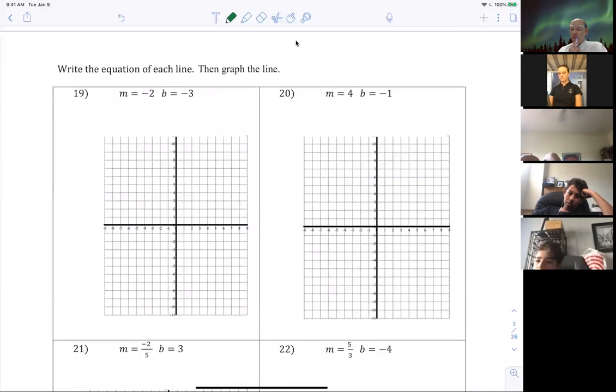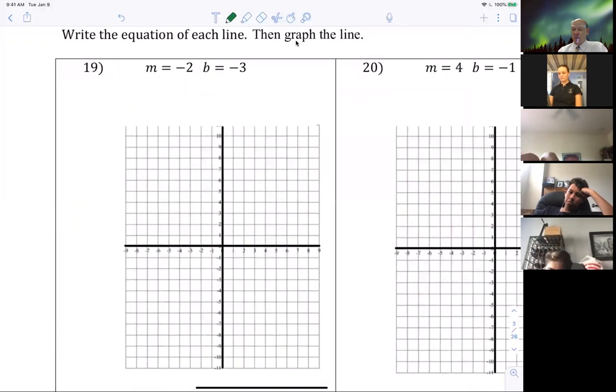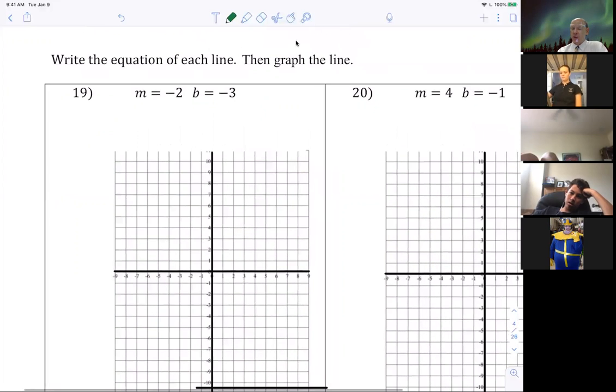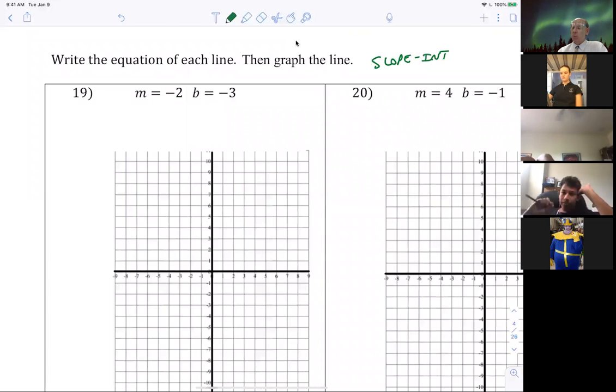Next, write the equation of each line, then graph the line. So now we're going to write this in, I should have made better directions here. We're going to write it in slope-intercept, and we're picking slope-intercept because they give us the slope and the y-intercept.